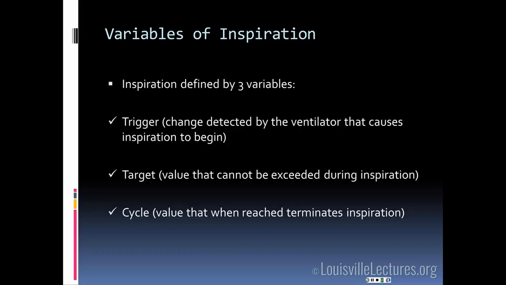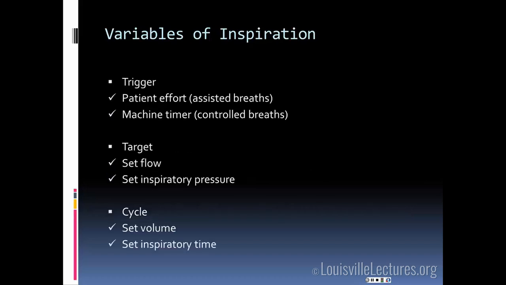Trigger, which is the change detected by the ventilator that causes inspiration to begin. Target, which is a value that cannot be exceeded during inspiration. And cycle, which is what terminates inspiration. The trigger can be a patient effort, or it can be the machine. When it's patient effort, we call that assisted breath. When it's the machine, we call that controlled breath.